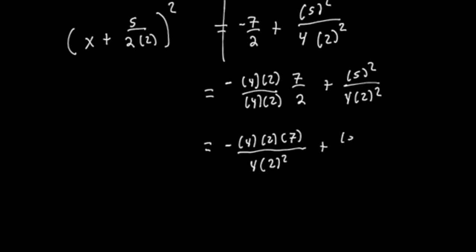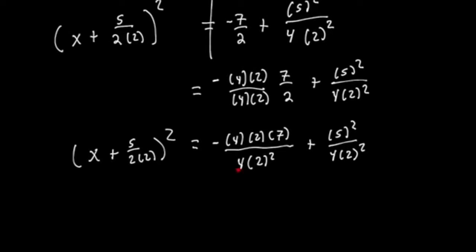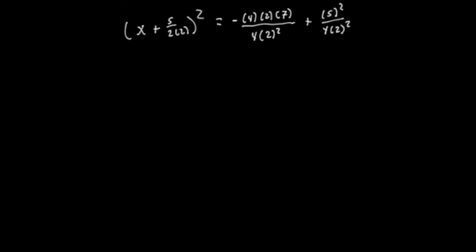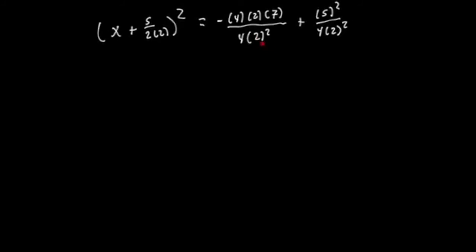And now you can see that both my ratios on the right hand side of the equation have a common denominator of 4 multiplied by 2 squared. On the left hand side, I still have this binomial squared. And now I am going to combine these two fractions together. I need to make a little bit more room. So now, as I was saying, I need to combine these two fractions on the right. And I can do that since I have the common denominator.